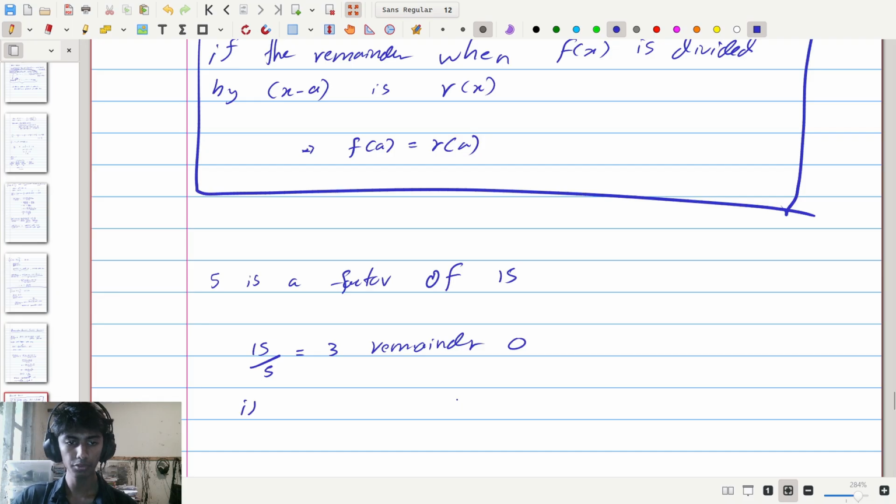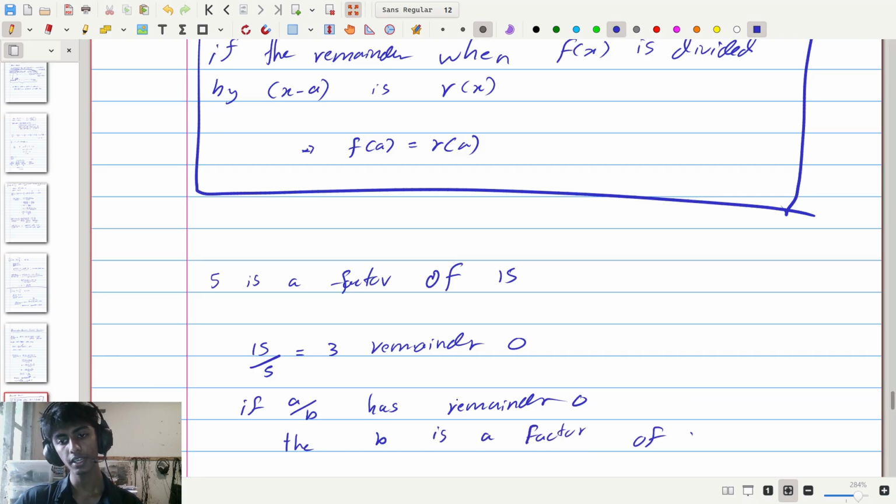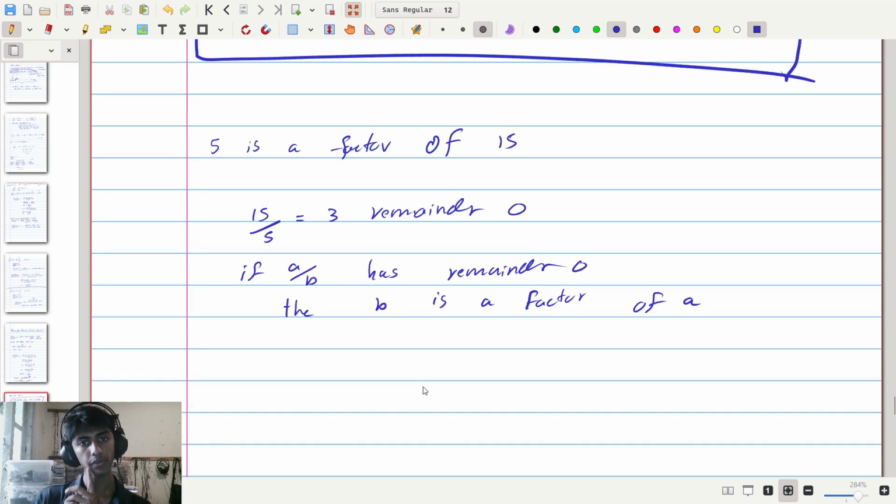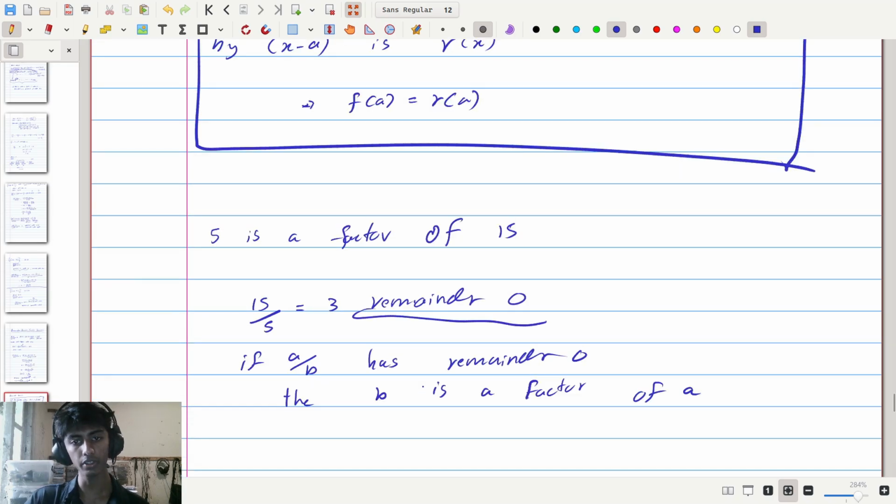If a divided by b has remainder 0, then b is a factor of a. This applies to polynomials as well. And you can probably see where it's going when I said that remainder equals 0.